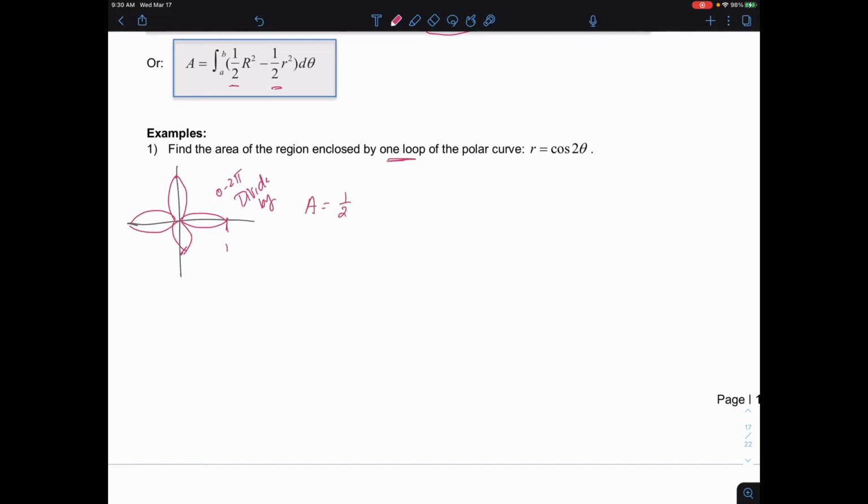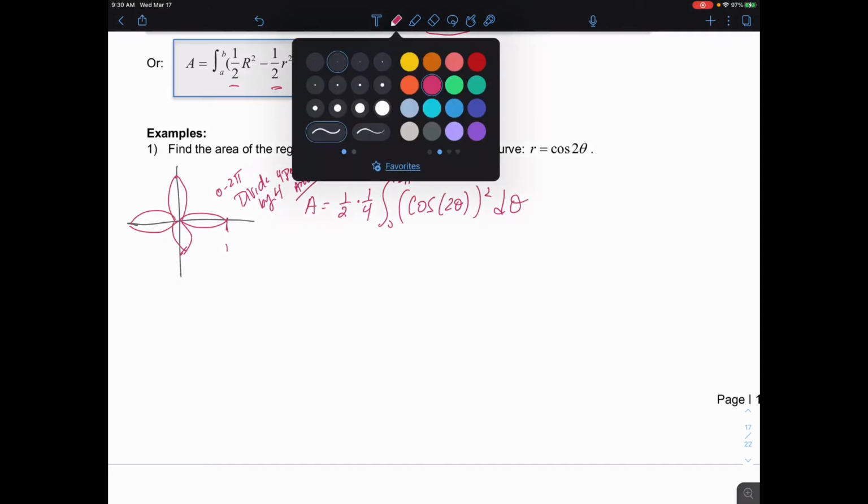So area is equal to 1/2 times 1/4. The 1/2 comes from my formula. 1/4 comes from the fact that I had 4 petals and I only want the area of 1, right? So that's the 1/4. We're going to go from 0 to 2 pi, and it's going to be our r squared, so cosine of 2 theta squared d theta. So there's my formula that we're going to use.